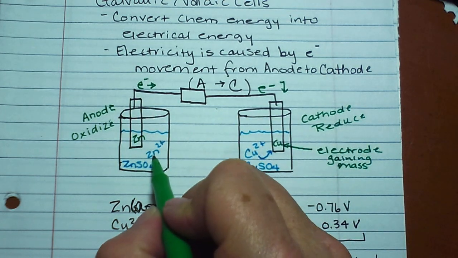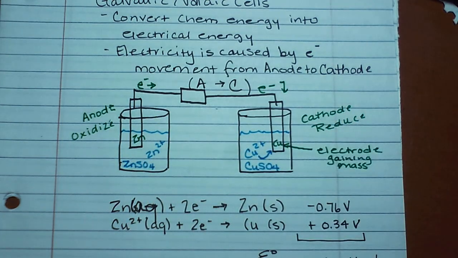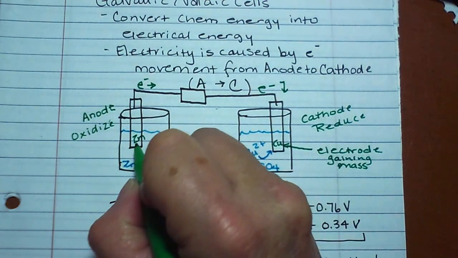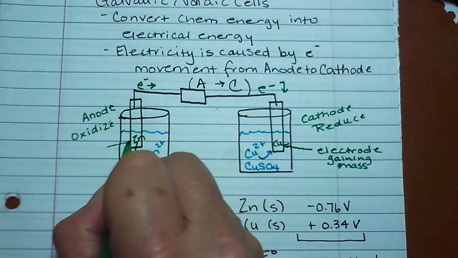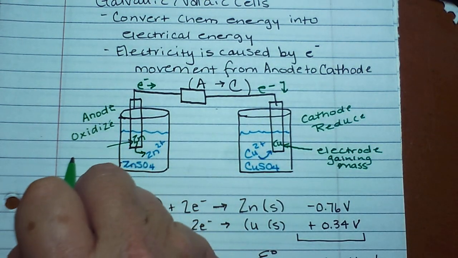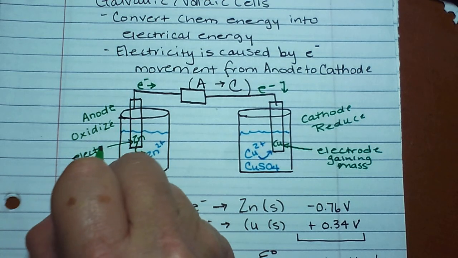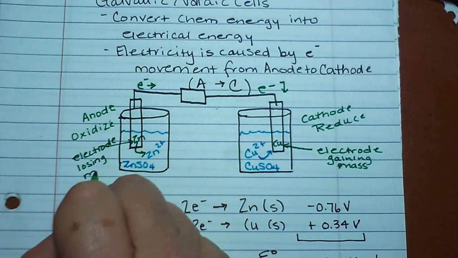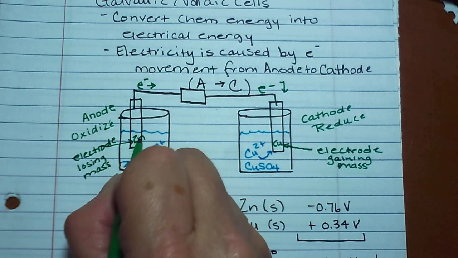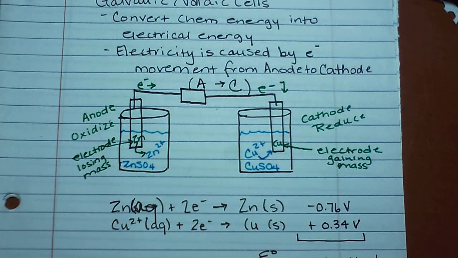Meanwhile, with the zinc, all these electrons are leaving, and as the electrons are leaving, this zinc is leaving and turning into more zinc 2 plus. So this electrode is losing mass, because the electrons are leaving the zinc, and the zinc is turning into zinc 2 plus and leaving the solution, because the zinc is more negative and wants to give up electrons.